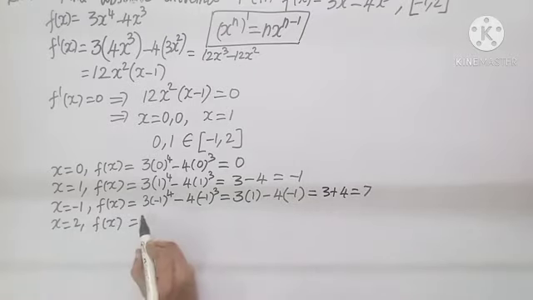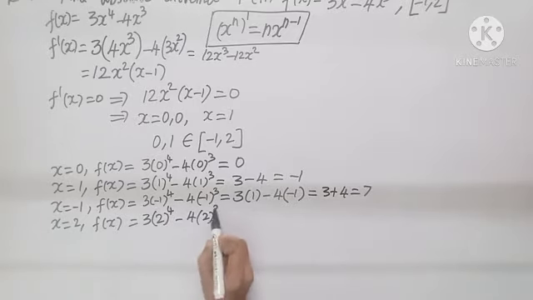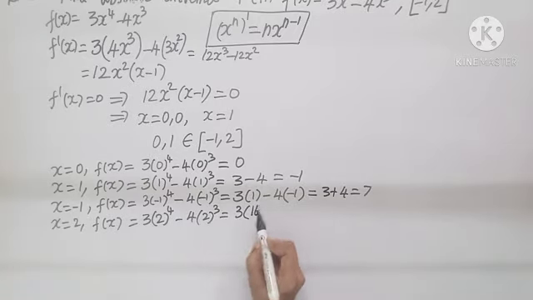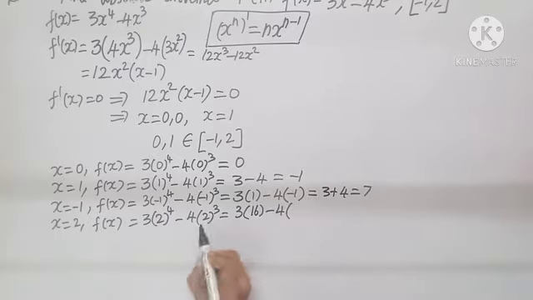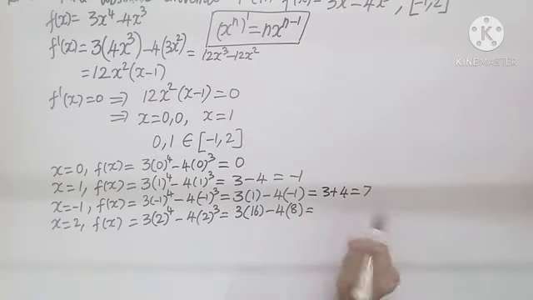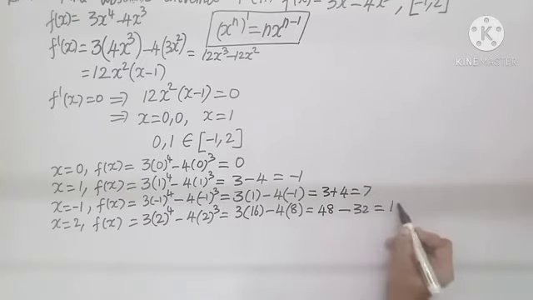Putting x is equal to 2, 3 into 2 power 4 minus 4 into 2 power 3. 3 into 2 power 4, 2 into 2 into 2 into 2, 16. 4 into 2 cube, 2 into 2 into 2, that is 8. 3 into 16 we call 48 minus 4 into 8, 32. 48 minus 32 is 16.